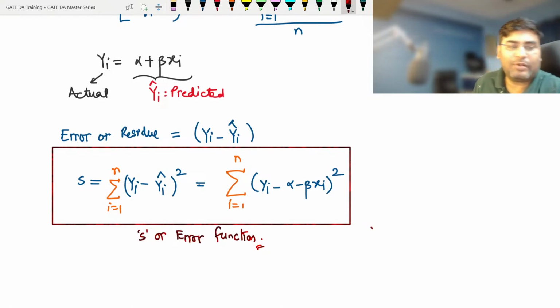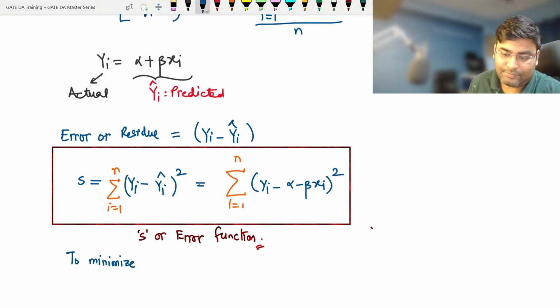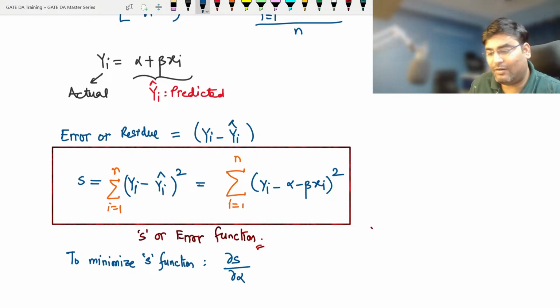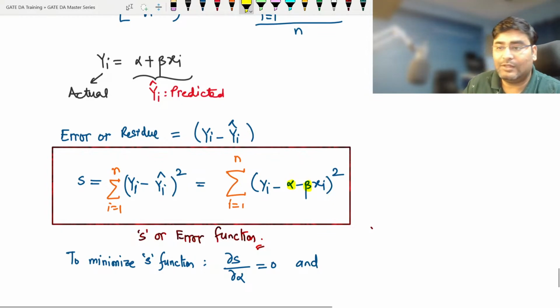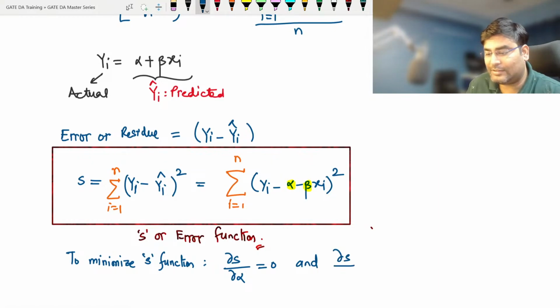Am I making sense, guys? How will you minimize this? To minimize the S function, we have to write del S by del alpha equated to 0, right? So you're going to minimize with respect to alpha and beta. Remember that you need to find these. These are your variables. And then we have to write del S by del beta. These are partial derivatives, guys, and you have to make it equal to 0.